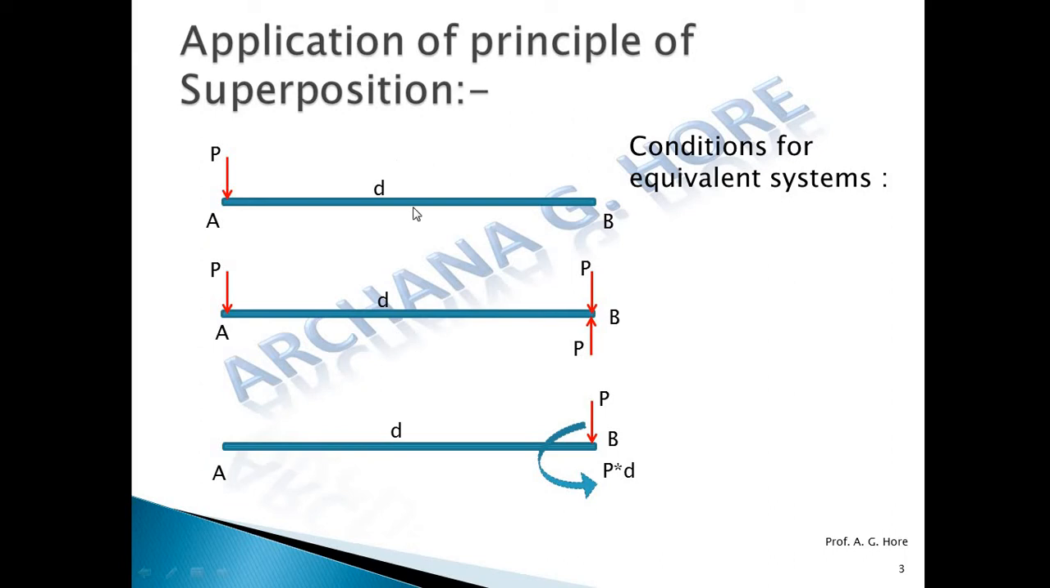If these two systems are equivalent, then these three conditions must be satisfied. The three conditions are: summation Fx of the first system is equal to summation Fx of the second system, and similarly for Fy and moments. So let's see how it is satisfied.